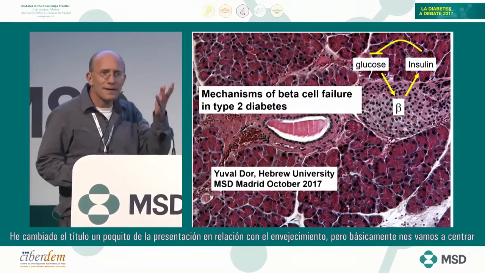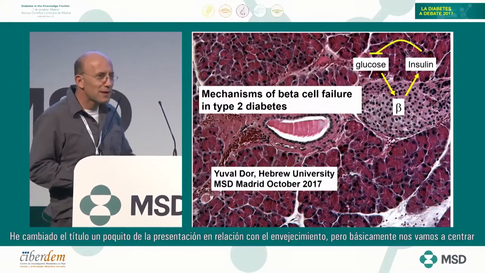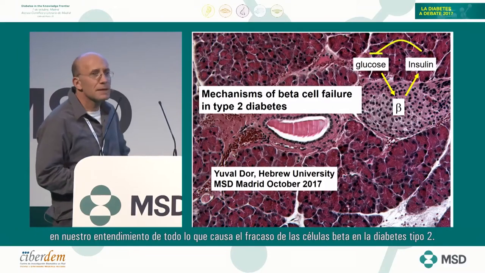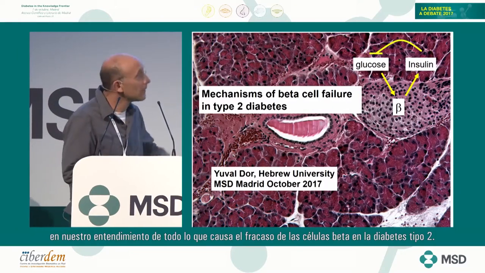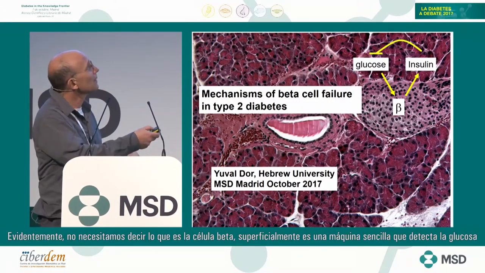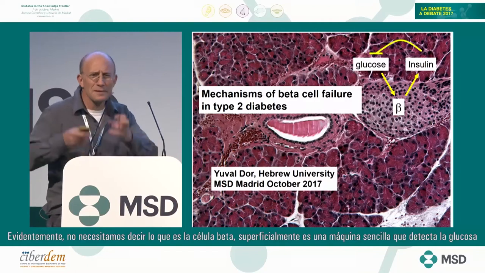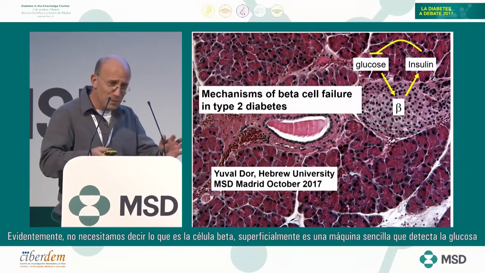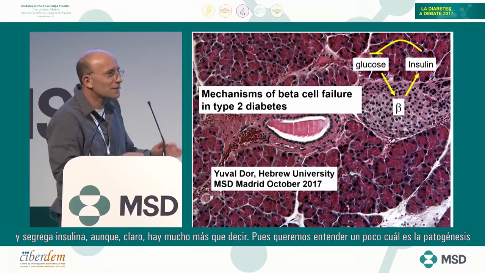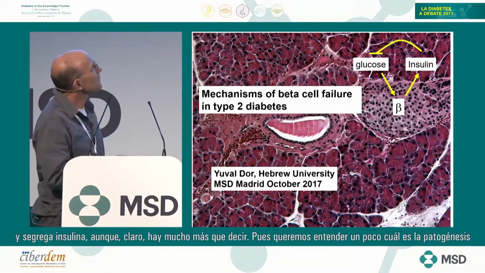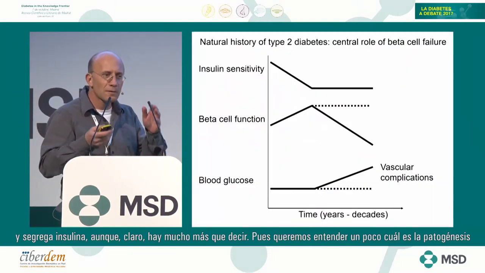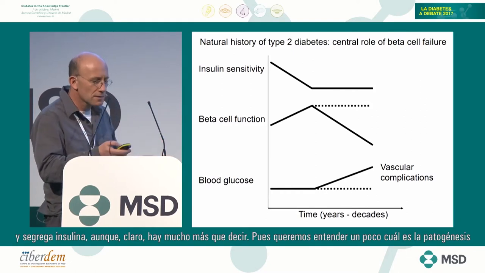So, I changed the title a little bit, closely related to aging, but really what I want to focus on is our current understanding of what causes beta cell failure in type 2 diabetes. I guess this audience needs no introduction to what is a beta cell. Very superficially, a simple machine that has to sense glucose and secrete insulin accordingly. There's more to that, of course. So I want to start with our current simple understanding of the pathogenesis of type 2 diabetes, or the natural history of type 2 diabetes.